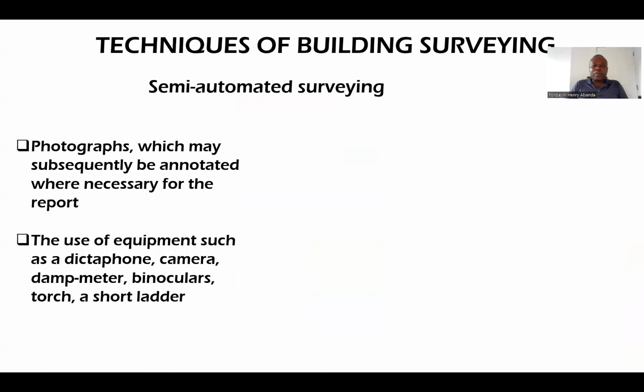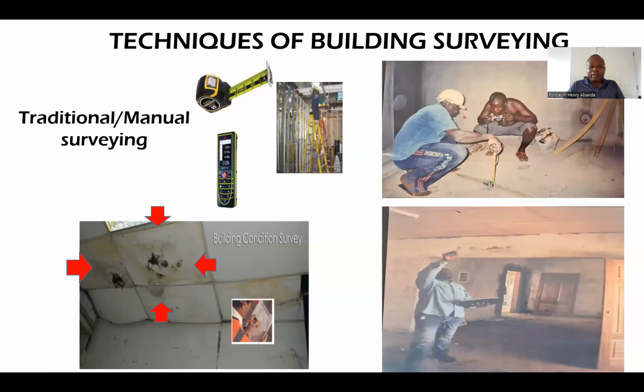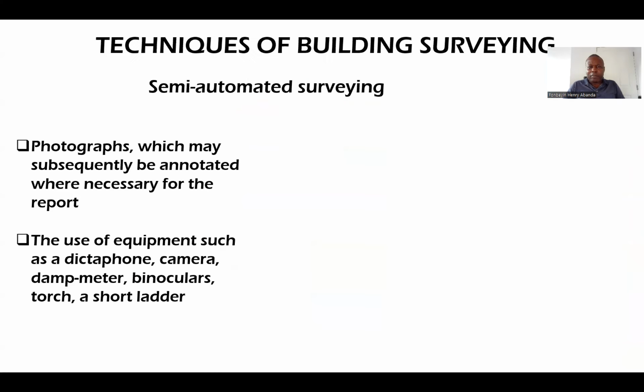Now, with semi-automated surveying, you may involve the use of equipment a bit more advanced than just the manual tape and other minor equipment. So photographs, which may subsequently be annotated, may be taken using a camera. You may also be using a dictaphone, a damp meter, binoculars, a torch, and a short ladder. So there's some semi-automation, and there's greater involvement of equipment.